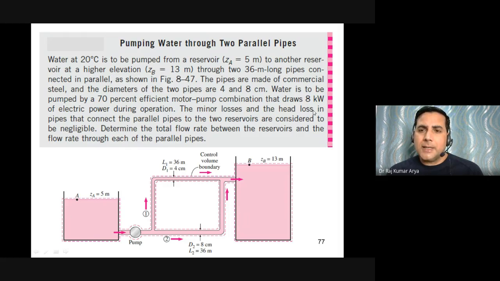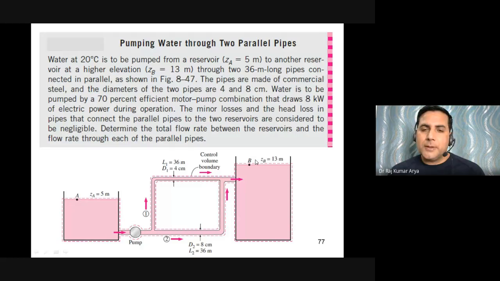Minor losses and head losses in the pipes that are connected in parallel to the reservoirs are considered to be negligible. It means whatever the losses, minor and major, both are negligible for the time being. Determine the total flow rate between the reservoirs through each of the parallel pipes. It means you are supposed to calculate how much flow rate is going into pipeline 1, and how much flow rate is going into pipeline 2. Is the problem clear? Yes, sir.